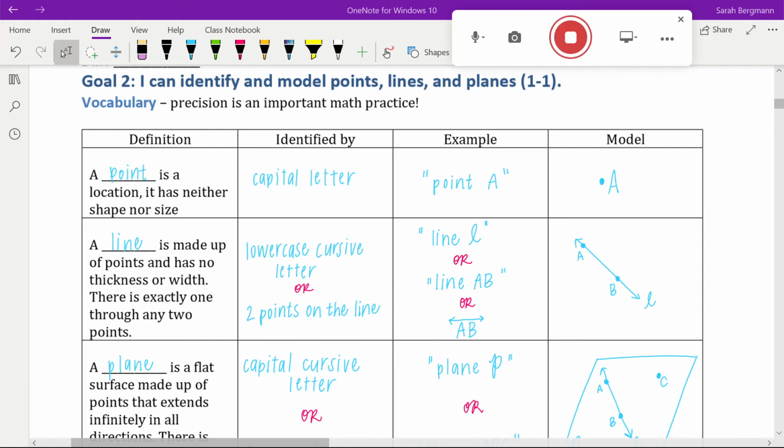Welcome back, everyone. Today, our goal is to identify and model points, lines, and planes. This is in Chapter 1, Section 1 of your book.